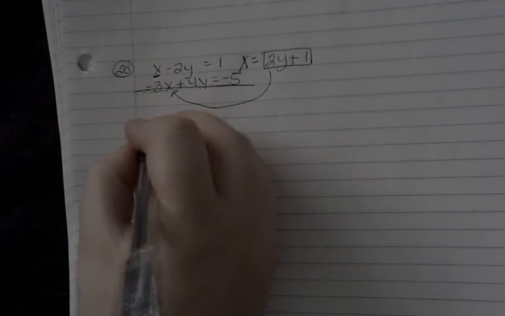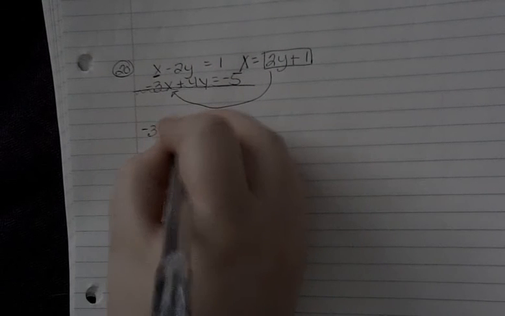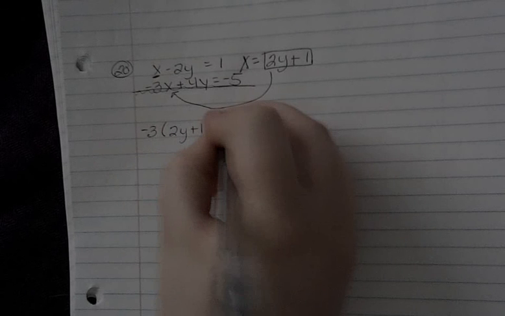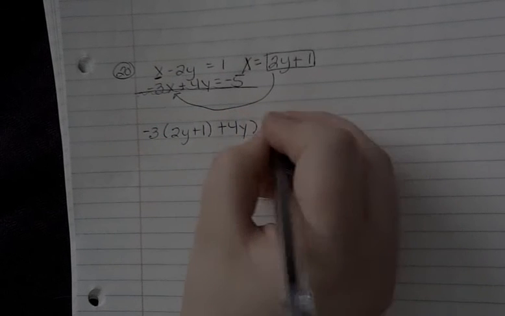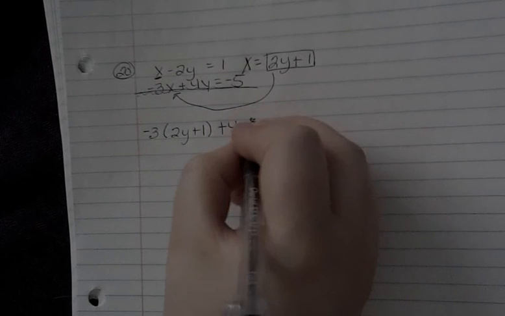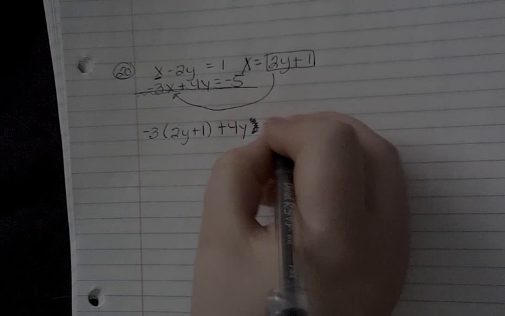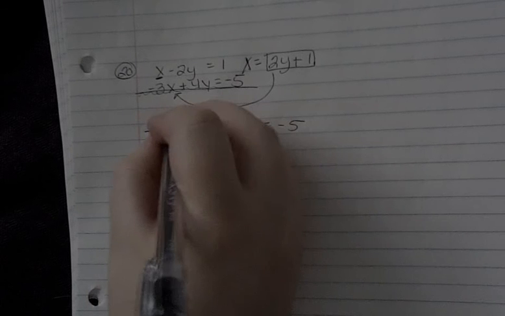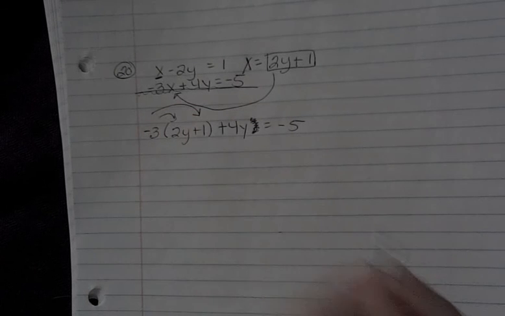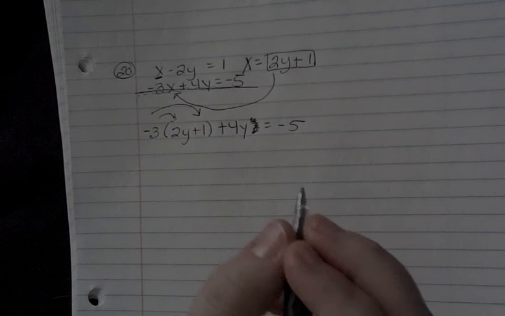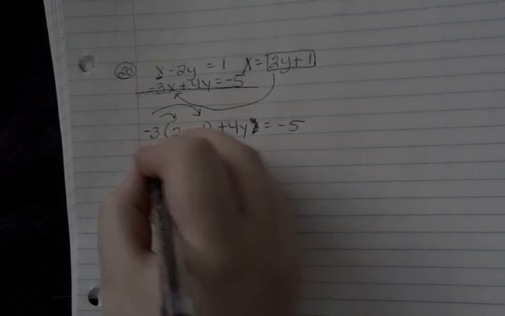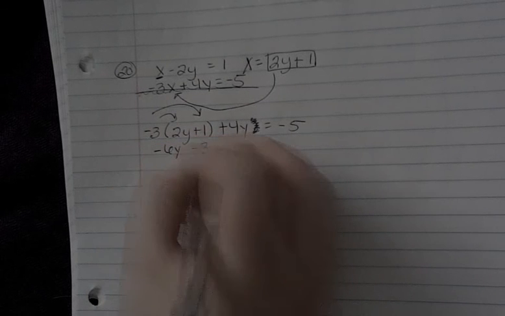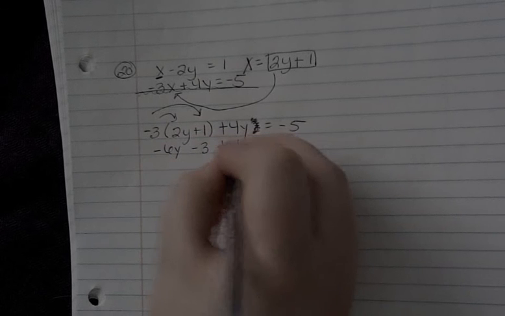So it's negative 3 times 2y plus 1 plus 4y equals negative 5. So I distribute that negative 3 into both terms in that set of parentheses. So I get negative 6y minus 3 plus 4y equals negative 5.